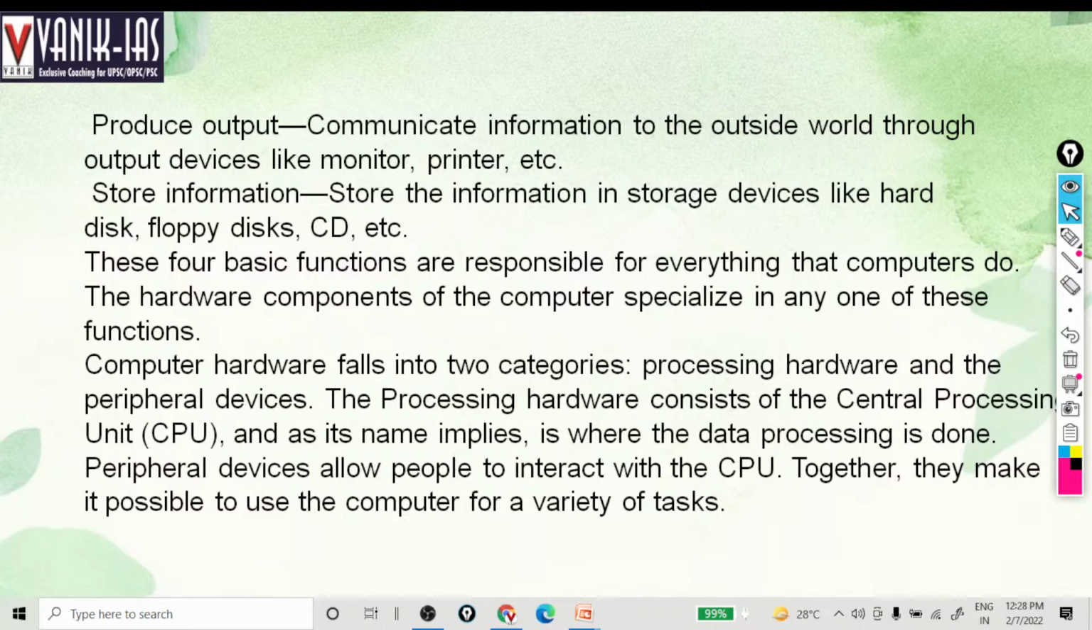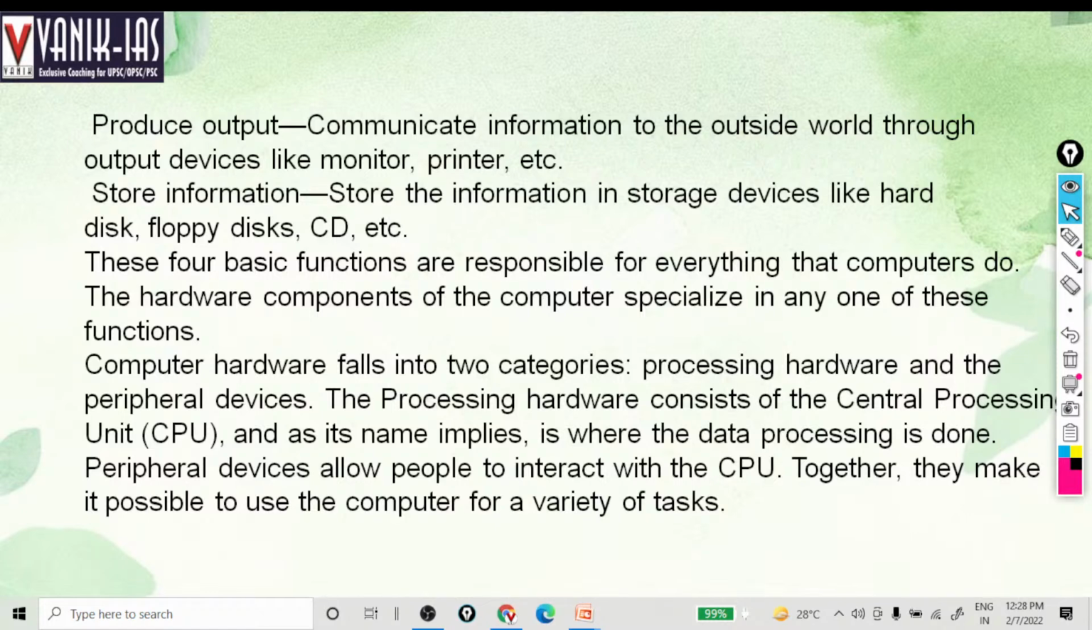Then produce output: communicate information to the outside world through output devices like a monitor or printer. Suppose you are printing a particular document, then who is giving the output? It is the printer that gives the output. So that is an output product. The printer is an output device, or the monitor. Whatever we have already inputted is now seen on the computer or mobile screen. So this is the output device.